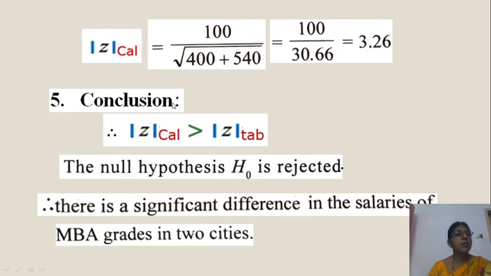Now the conclusion, last step: Z calculated value is greater than Z tabulated value. So the null hypothesis H0 is rejected. It means H1 is accepted. What is H1? There is a significant difference in the salaries of MBA grades in two cities. H0 says there is no difference in salaries of MBA candidates. It is rejected. And H1 means there is a difference in salaries of MBA grades in two cities. Okay, ma?